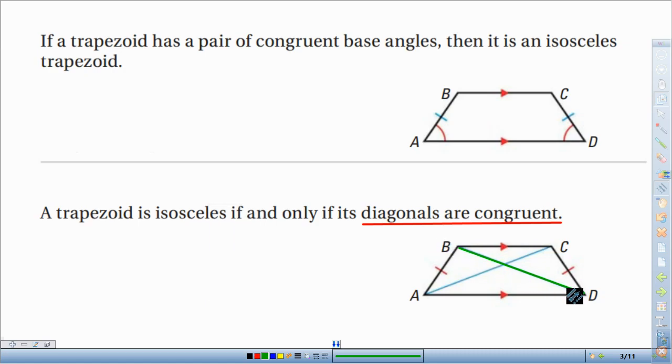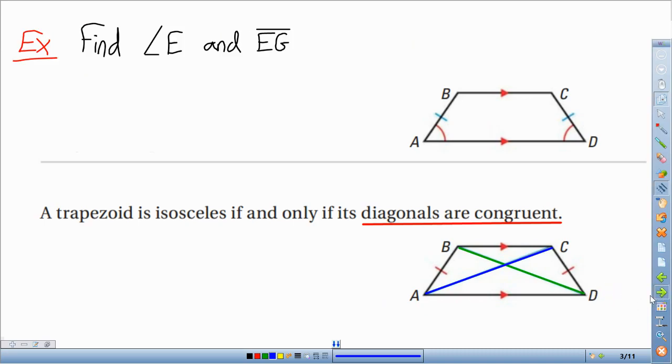So BD would be one of my diagonals, and then CA would be another diagonal. What this is telling me is that the lengths of these diagonals are the same. The length of BD is equal to the length of CA. So there are some of our rules for isosceles trapezoids. Now that we know them, let's use them.